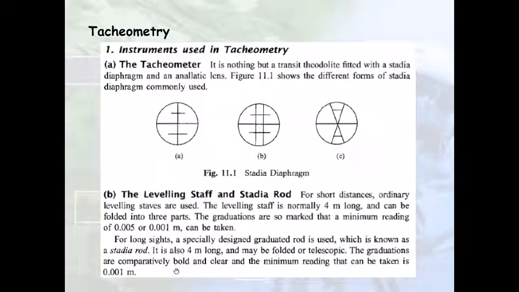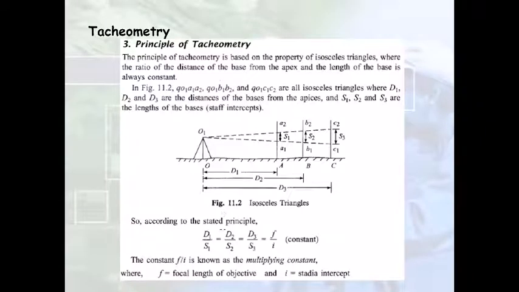The graduations are comparatively bold and clear, and the minimum reading can be taken as 0.001 meters, which is the least count. So not much difference. We usually use the same leveling staff that we use for leveling in tacheometry, and we're going to stick with that. So how does it work?